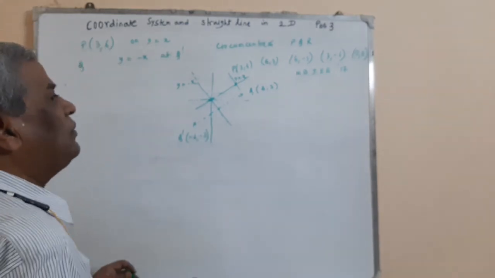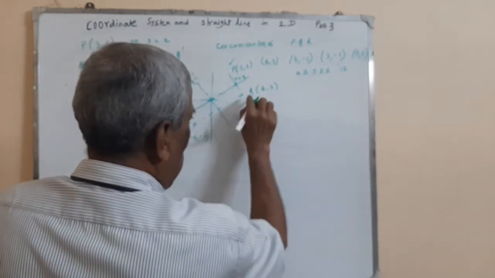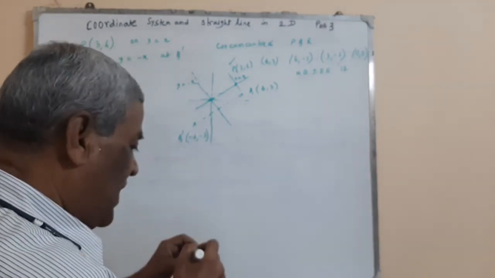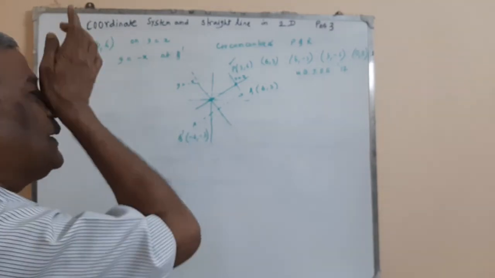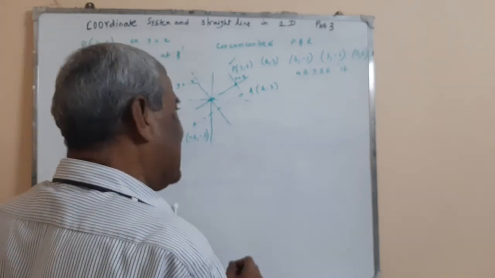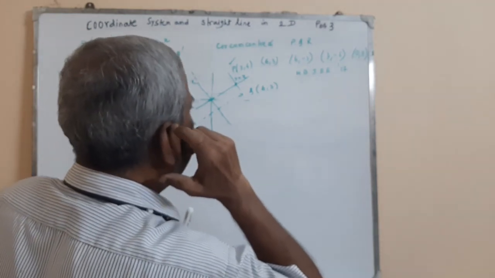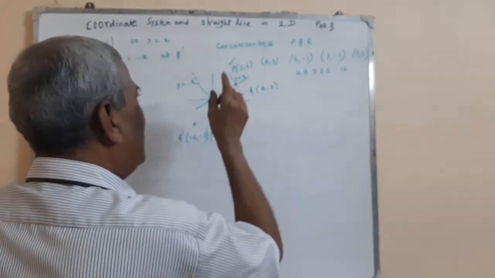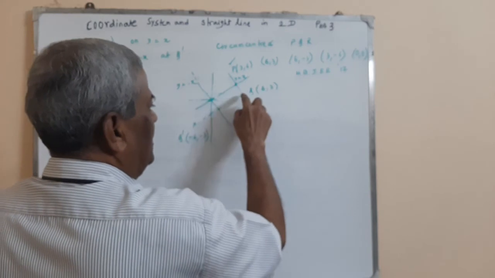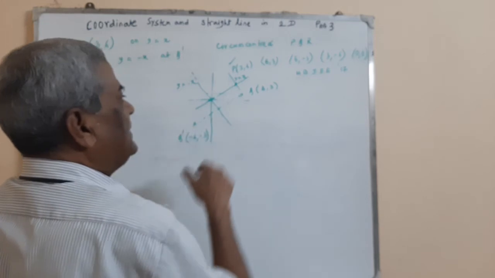Now, the problem is that one point is (3, 6), another point is (6, 3), and another point is (-6, -3). Their circumcenter we have to find. Circumcenter means it is actually the center of a circle passing through these three vertices.